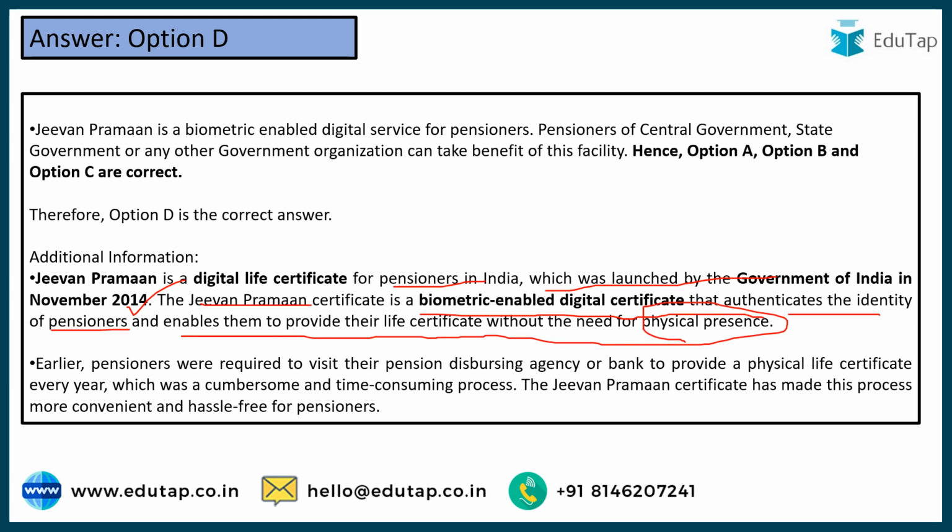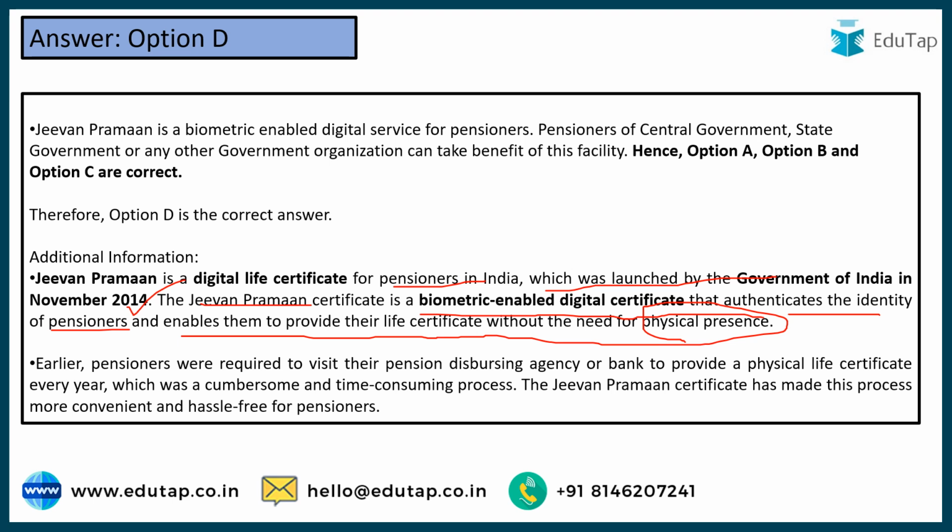So how will you come to know whether this XYZ person is eligible to get pension? That particular certificate is required, right? A certificate is required which proves that yes, you are eligible to get pension. So what is the objective of this particular certificate? I hope it is very much clear to you. Earlier, pensioners were required to visit the pension disbursing agency or a bank to provide a physical life certificate. But now we are dealing with Jeevan Pramaan. Jeevan Pramaan basically means what? That yes, I am alive and I want to get pension from the eligible offices. Okay, so that's why the correct answer over here will be option number D.